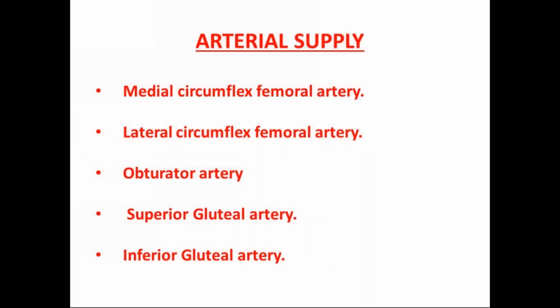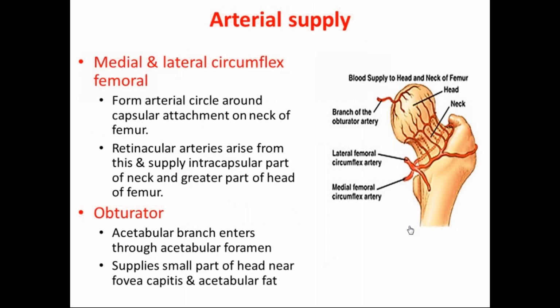The medial and the lateral circumflex femoral arteries arise from the profunda femoris branch of the femoral artery. These arteries form an arterial circle around the capsular attachment on the neck of femur. The retinacular arteries arising from this circle supply the intracapsular part of the neck and greater part of the head of femur.